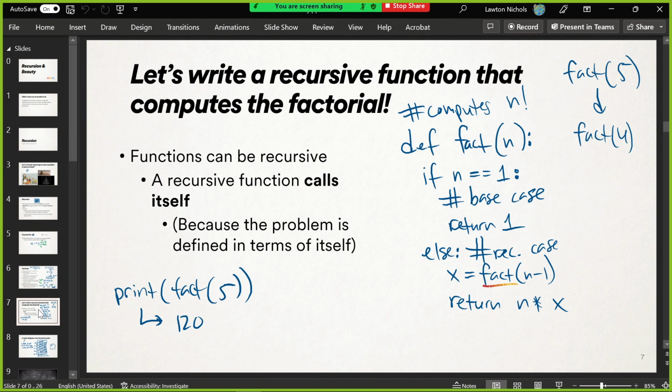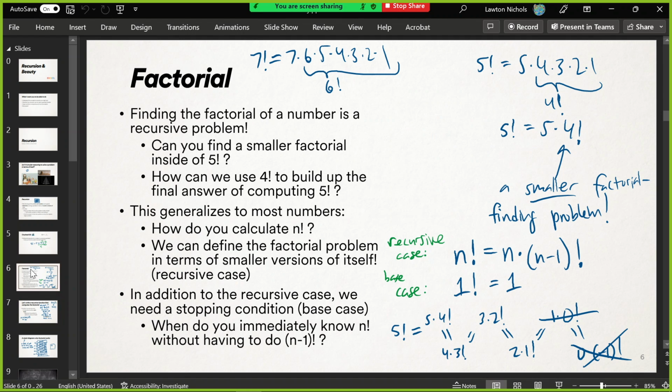And we solved the problem of finding the factorial of a number, like 7 factorial, 7 times 6 times 5 times 4 times 3 times 2 times 1. We noticed that the factorial problem was recursive. A smaller factorial exists inside of a bigger factorial, and we can use that to create a general solution for any factorial. So like 5 factorial, you see 4 factorial just sitting there. 7 factorial, you see 6 factorial just sitting there. And if we generalize that, we come up with n factorial, that's equal to n times (n minus 1) factorial.